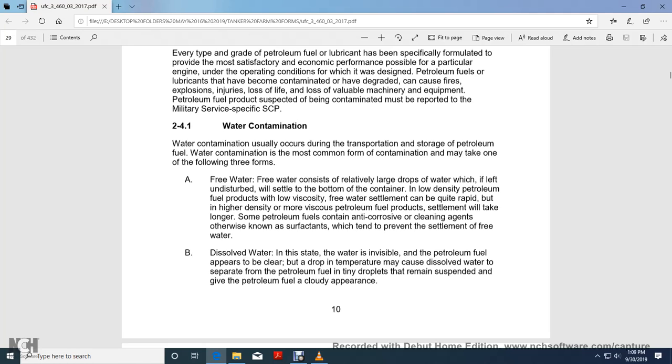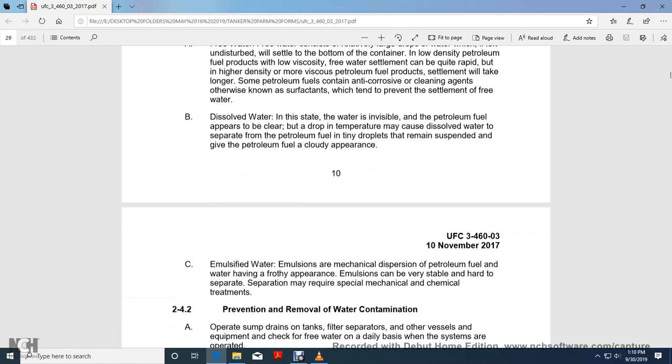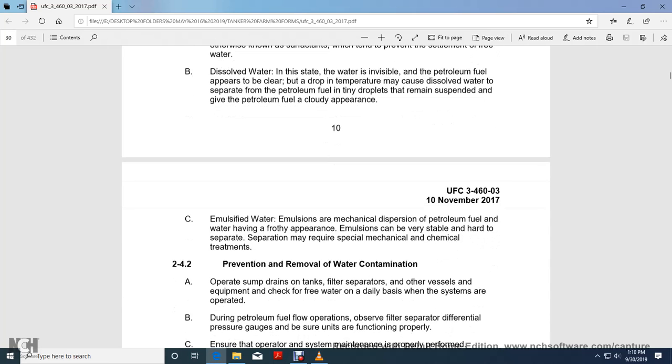Dissolved water is water in solution that is invisible; the petroleum fuel appears to be clear, but a drop in temperature may cause the dissolved water to separate from the petroleum fuel. Tiny droplets remain suspended, giving the petroleum fuel a cloudy appearance. Emulsified water: emulsions are a mechanical dispersion of petroleum fuel with water, having a frothy appearance. Emulsions can be very stable and hard to separate, and separation may require special mechanical or chemical treatments.